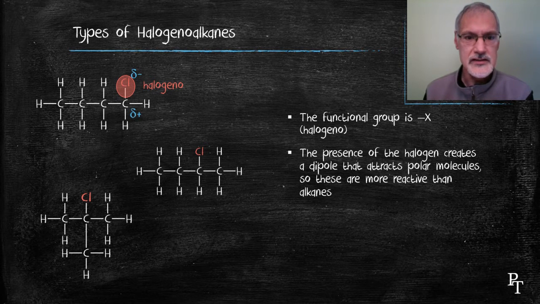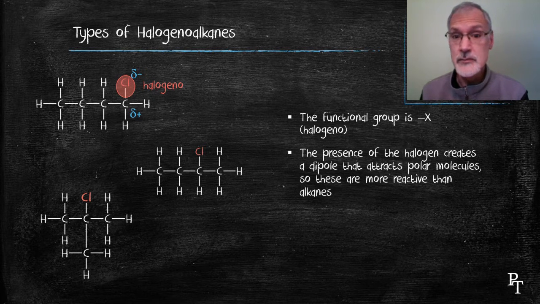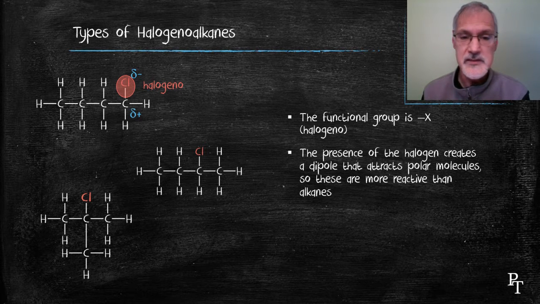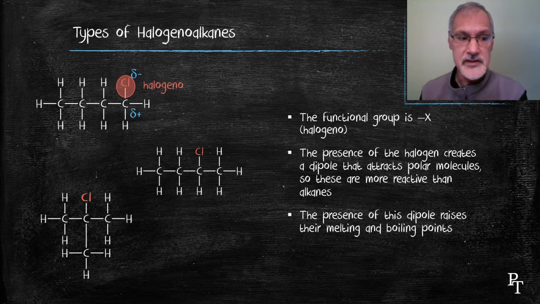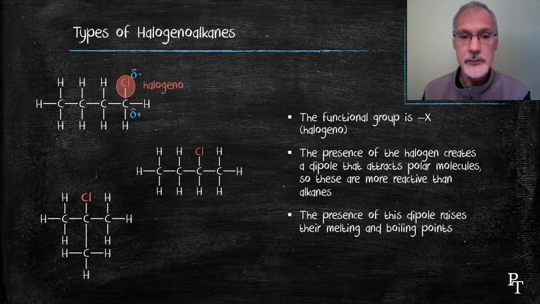The presence of this halogeno group creates a very polar site on the molecule, or a dipole. That allows other molecules to be attracted to that particular location, particularly solvents that are dissolved in water. This makes them far more reactive than alkanes, which are nonpolar. The presence of this dipole also changes their melting points and boiling points, making them slightly higher than their related cousins in the alkane family.